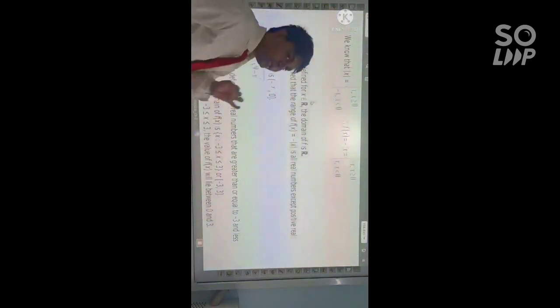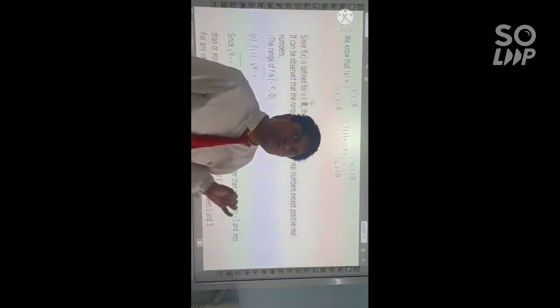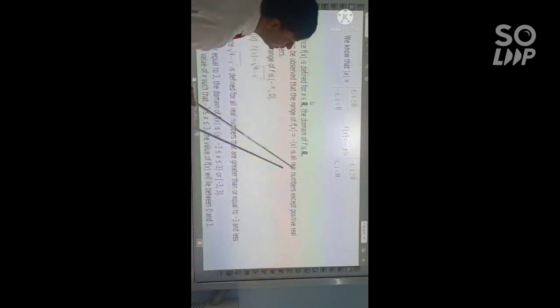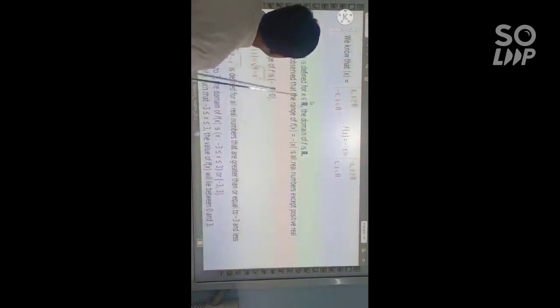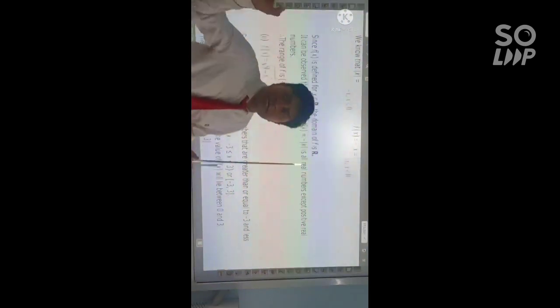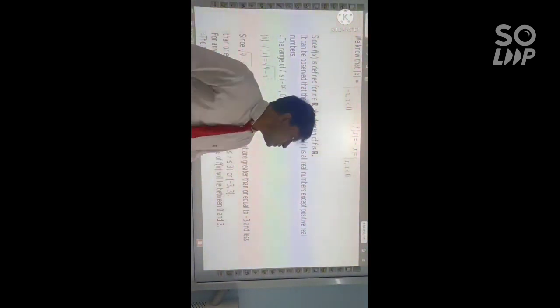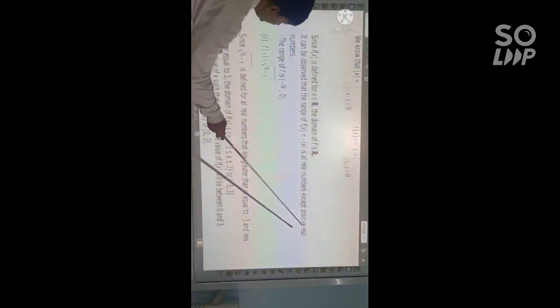Since f of x is defined for x an element of R, the domain of f is R. We put the value of x as a real number, and the domain is also the real numbers. It can be observed that the range of f of x equal to minus mod of x is not all the real numbers. It means all negative numbers are real numbers, all positive numbers are real numbers, but this is not the positive real numbers.